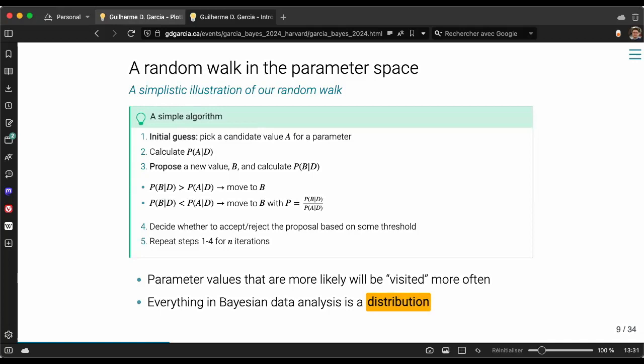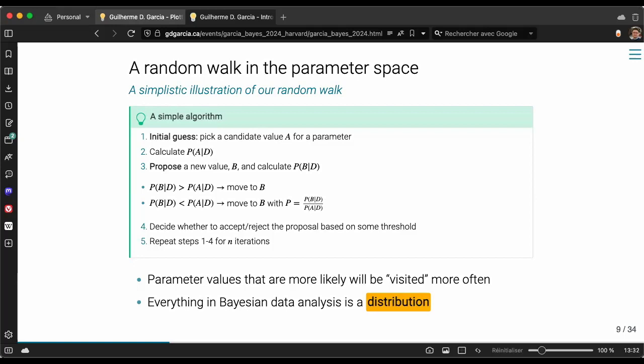Then you calculate the probability of that value given the data we just collected. That's step 2. Then we propose a new value to sample from, right? And we calculate the probability of that value. So now we have 2 probabilities, value A and value B. Now, if the probability of value B is higher, then we just definitely move to that location in the parameter space. If it's not higher, then there's a calculation, which is just one example: divide both probabilities and move to the new place as a function of that probability.